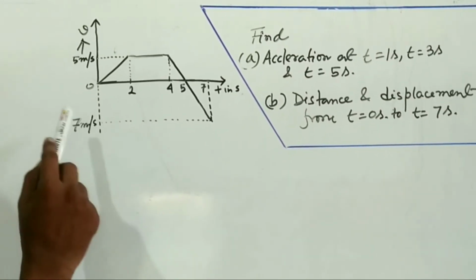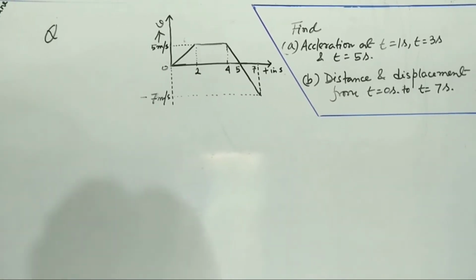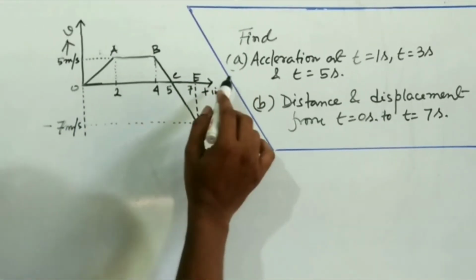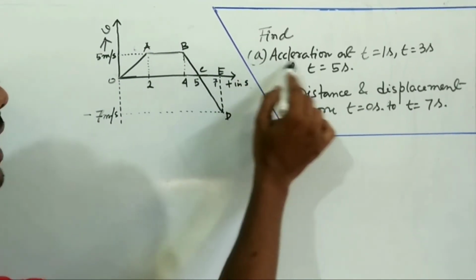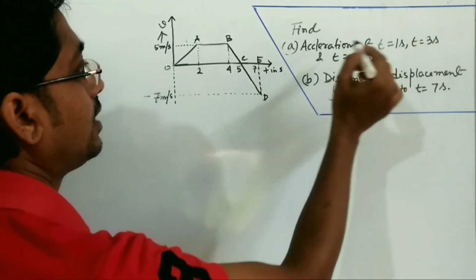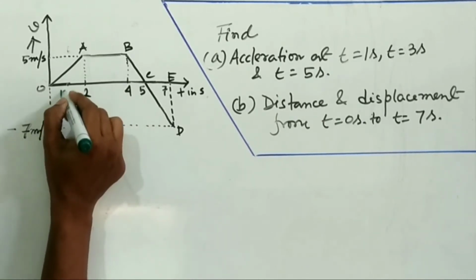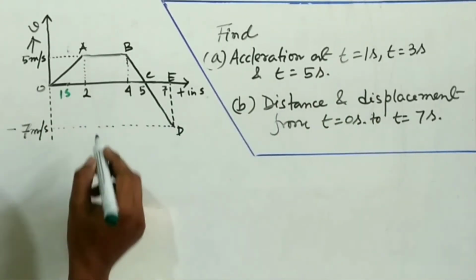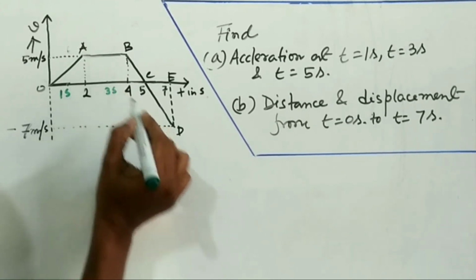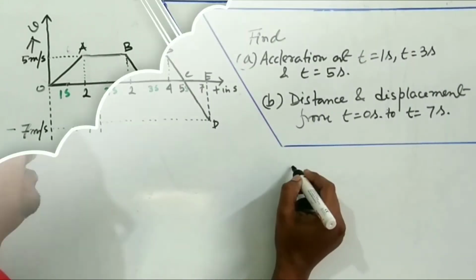Now this is a question. I have given one question related to this topic, graphs. That is the vt graph I have given. So the questions are here. You have to find out the acceleration at t equal to 1 second, 3 second, 5 second. That means 1 second is half of it, so this will be 1 second. Then t is equal to 3 second, so this will be 3 second. And 5 second is already given here.